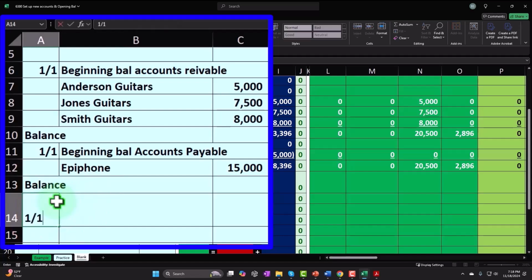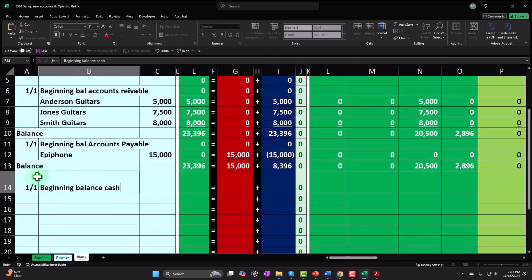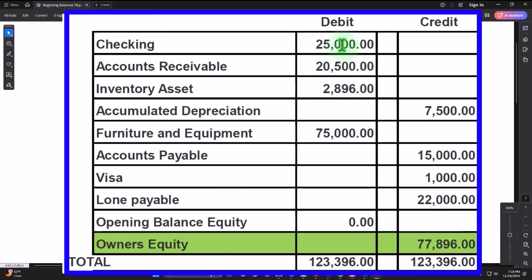Being quite ambitious here. All right, so we're going to put on the beginning balance for cash. So we'll put the cash on the books. Now we're going to put the cash on the books at $25,000.